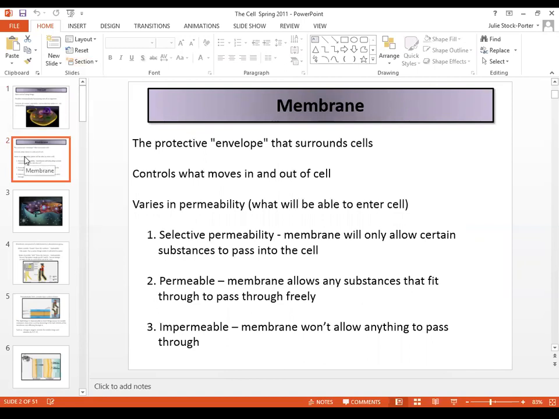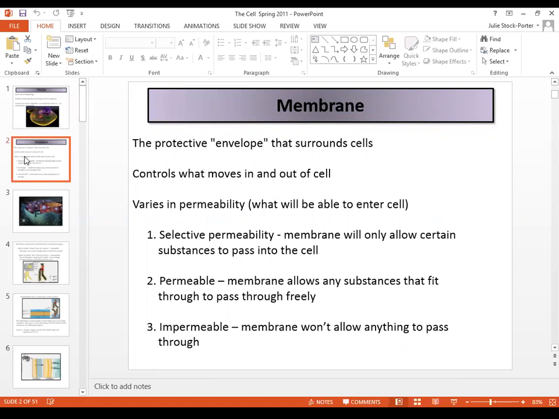The membrane is a protective envelope that surrounds cells. It controls what moves in and out of the cell. It varies in permeability. And permeability means what is able to enter or leave the cell. There are three types of permeability: selective, permeable, and impermeable.